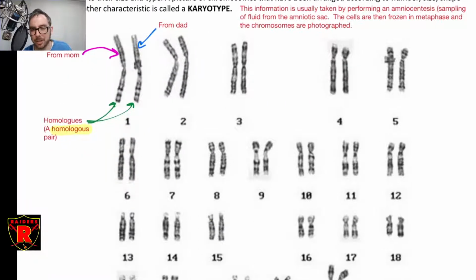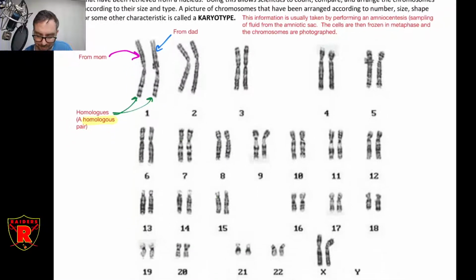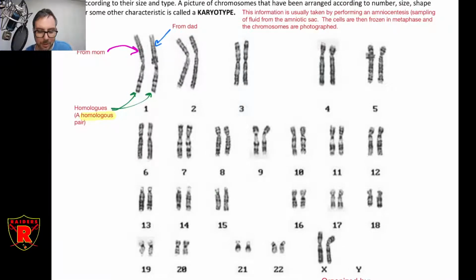And then once you take a picture, in the old days, they used to develop the photo and then cut them out with scissors and then arrange them by hand on a piece of paper. But now, that's obviously way too much work. Now computers do it. So computers take the picture, they do the organization. It's all automated. So much handier. And then you get a picture at the end of your chromosomes. And that picture is called a karyotype. So this is a human karyotype. It is a picture of someone's chromosomes.